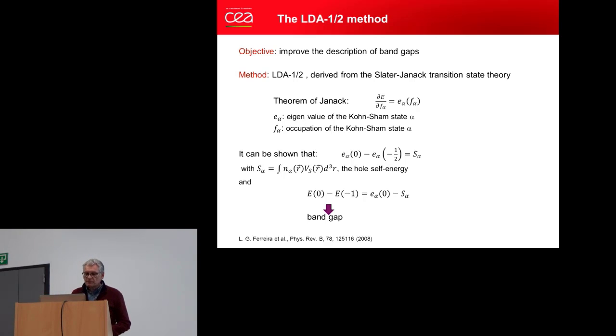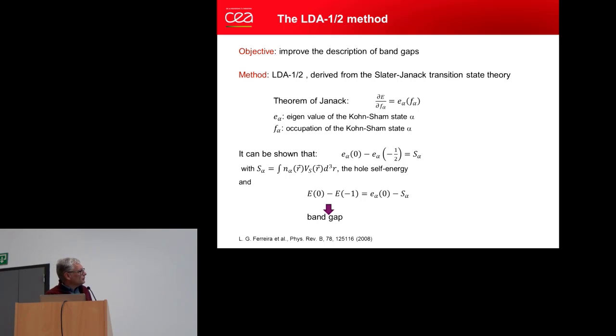In 2008. I will just detail the spirit of the method, but I can't go into the details. So this method is derived from the Slater-Janak transition state theory, and especially from the Janak theorem that says that the derivative of the energy versus the occupation number is equal to the eigenvalue of the constant state with this occupation.